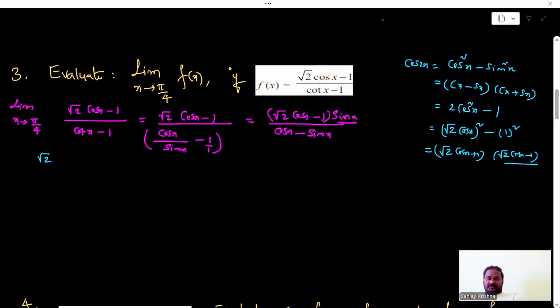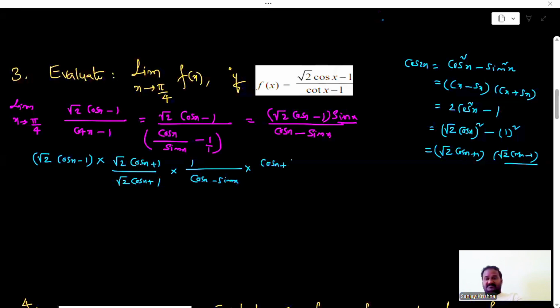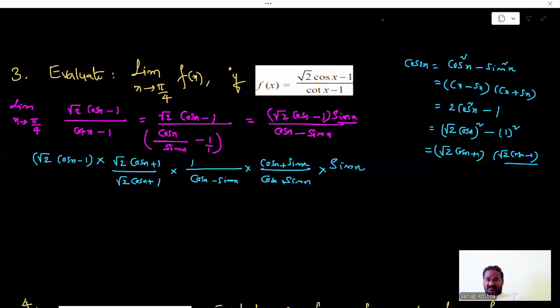Now our problem is going to be: I am taking root 2 cos x minus 1 first, into, I multiply by root 2 cos x plus 1 divided by root 2 cos x plus 1. This numerator is over. Coming to the denominator, cos x minus sin x, so 1 divided by cos x minus sin x. In order to get that formula, I multiply by cos x plus sin x divided by cos x plus sin x. Hope you understand this. And left with only sin x, so into sin x. Now root 2 cos x minus 1 into root 2 cos x plus 1 is 2 cos square x minus 1. That is going to be cos 2x.